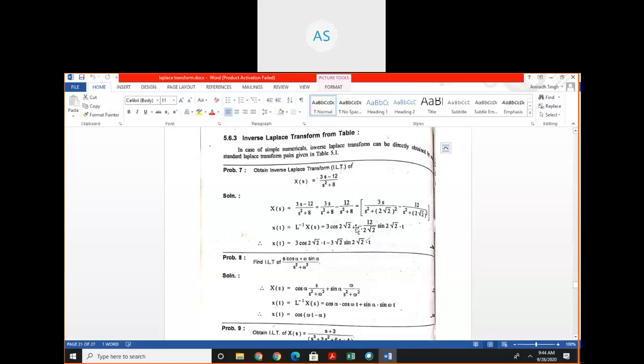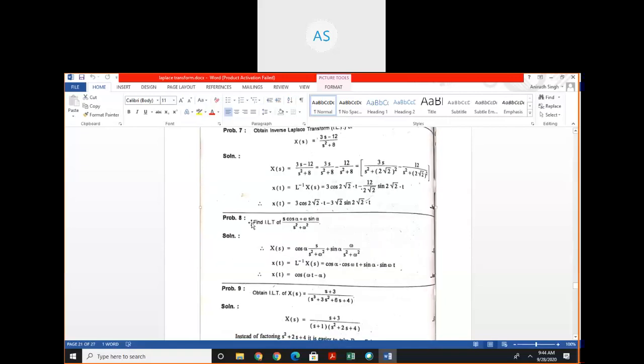Obtain the inverse Laplace transform of this term. X of s is given by (3s minus 1) divided by (s square plus 8). Then separate this term and rearrange all these terms. This term is written as 3 cos, this is the value of omega, s divided by s square plus omega square.